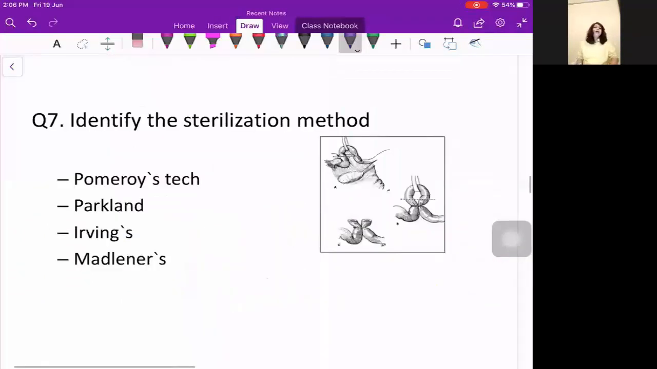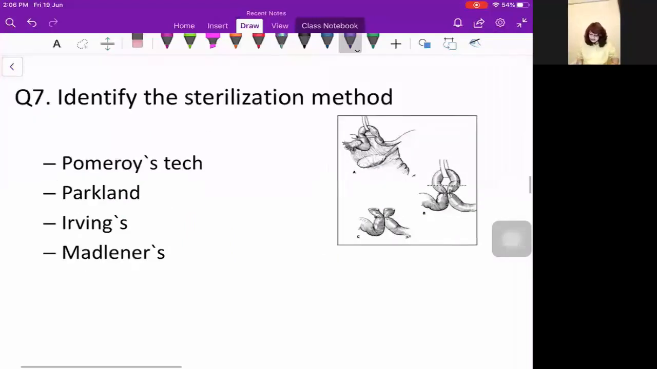Next, identify the sterilization method. Well, this sterilization method, you can see there's a Babcock's instrument which is being used. That can be an instrument-based question. So in my next video, I will be taking up the video where I will be talking about the instruments. Okay.